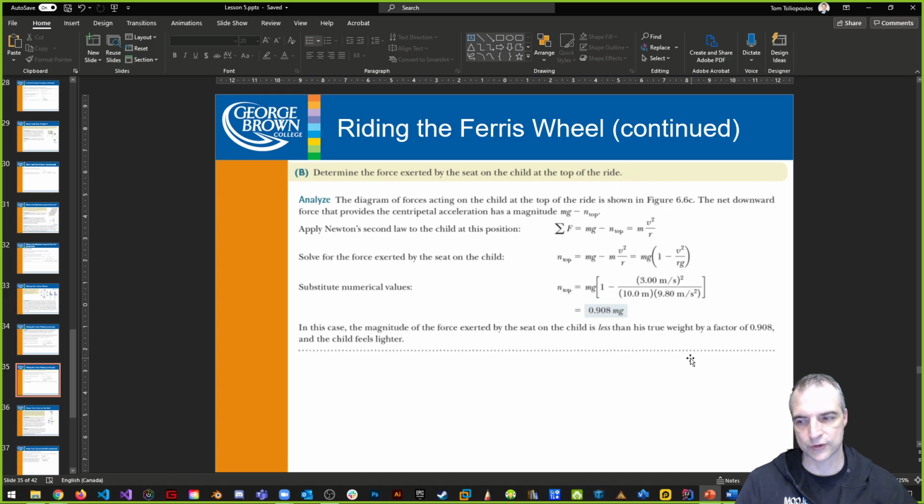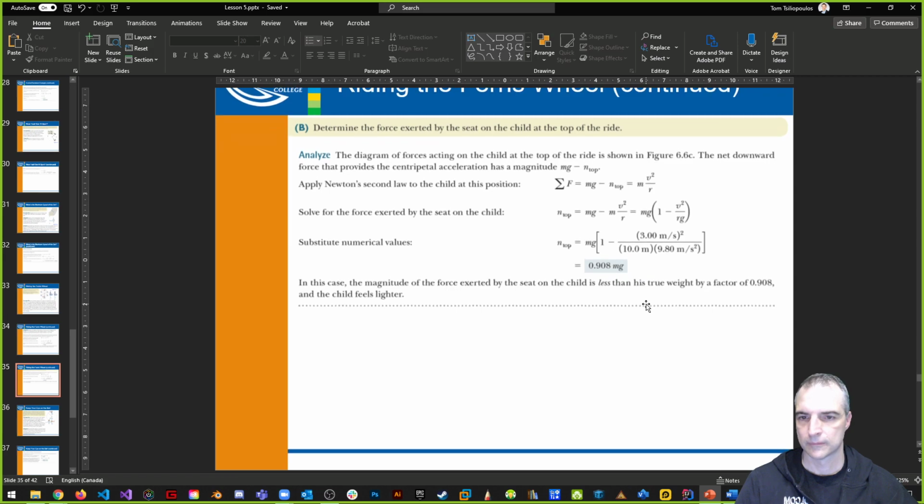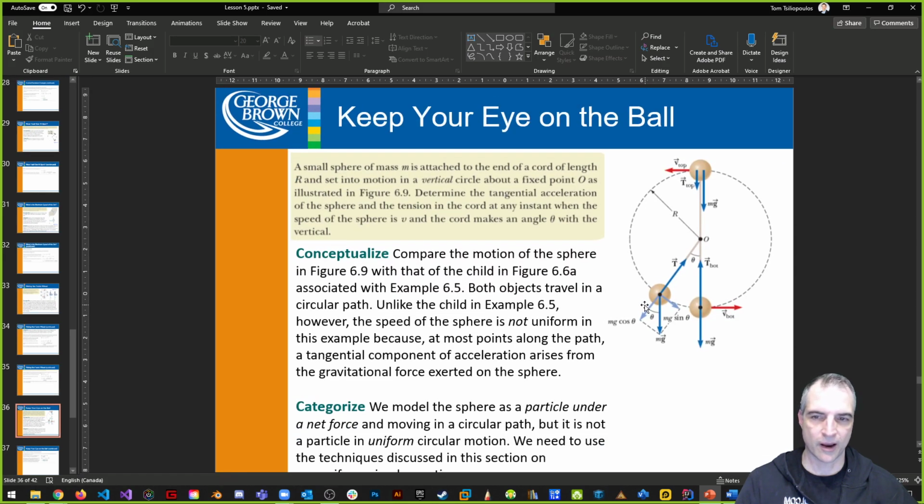Okay, so these are the two equations here. I'm not going to go through them because chances are you may not see a question like this on the test. All right, keep your eye on the ball.